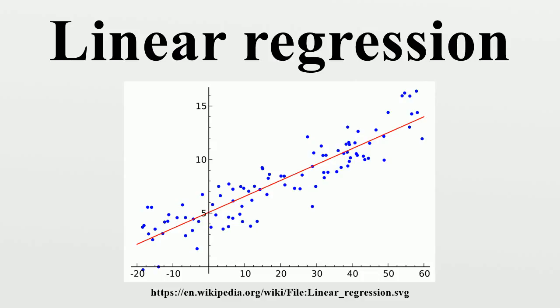If the goal is prediction, or forecasting, or error reduction, linear regression can be used to fit a predictive model to an observed data set of y and x values. After developing such a model, if an additional value of x is then given without its accompanying value of y, the fitted model can be used to make a prediction of the value of y.